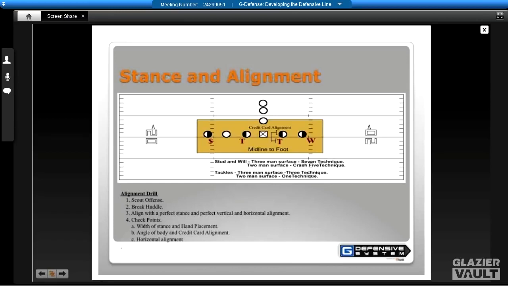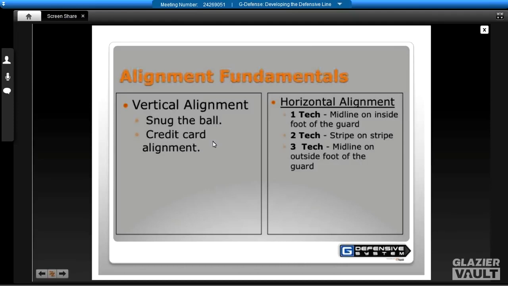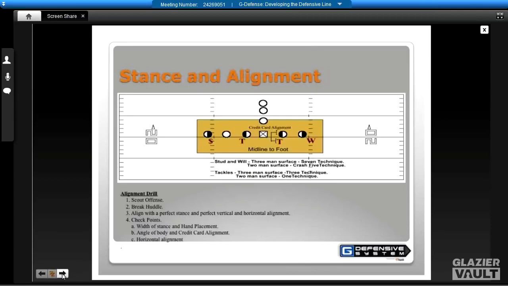Over here, you can see our stance and our alignment. I want to talk a little bit about our defensive ends. Our defensive ends play 5 and 7 techniques, and we play heavy techniques. Our 5 technique is very similar to a 3. As you can see in this diagram in stance and alignment, we will take our stud and set the stud to the 3-man surface, and we will play the Willie away.